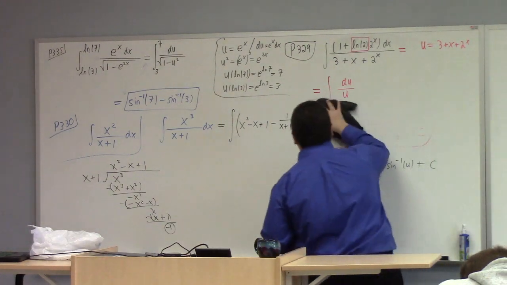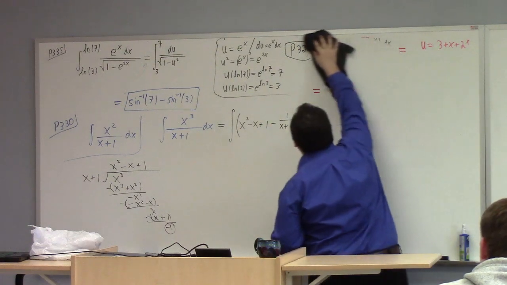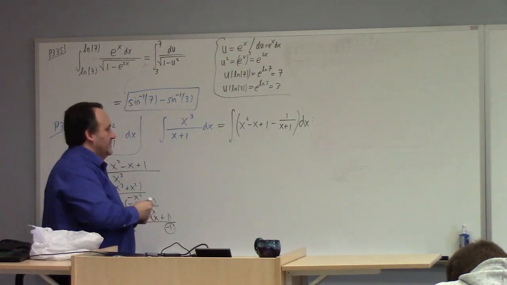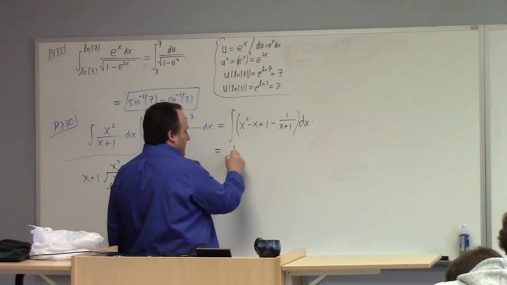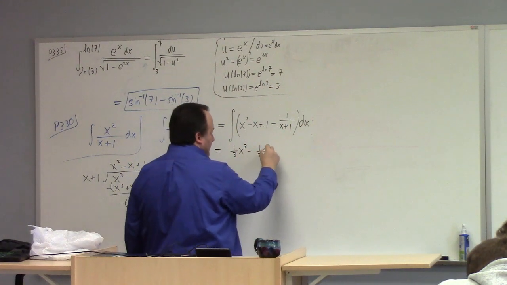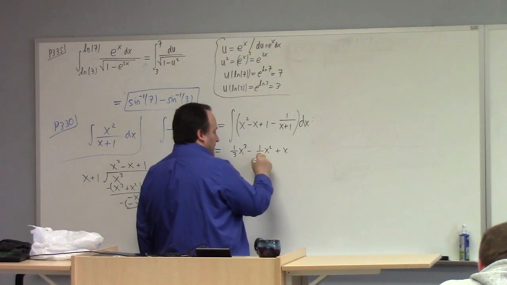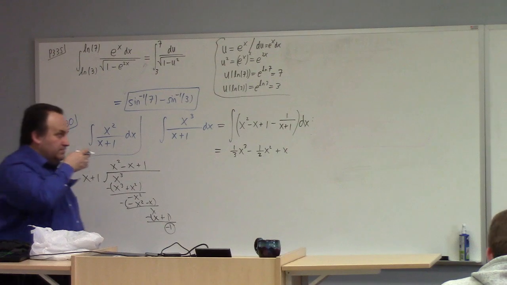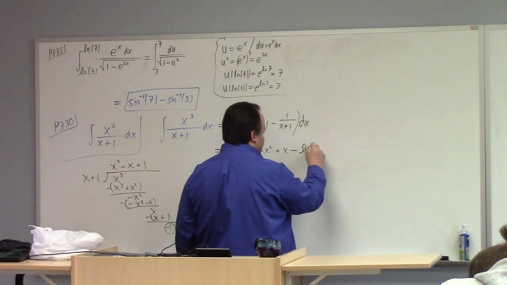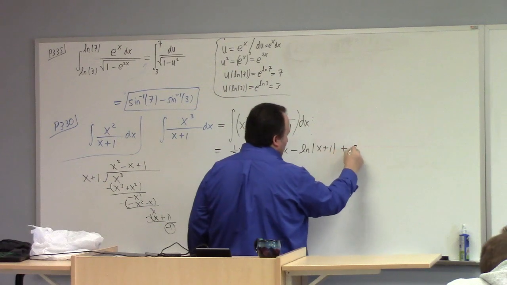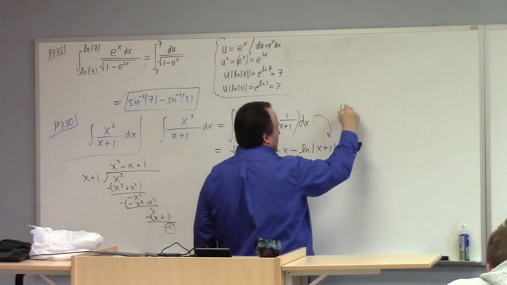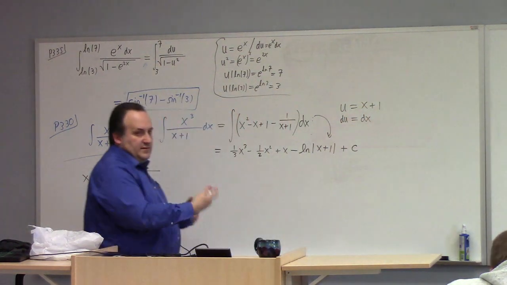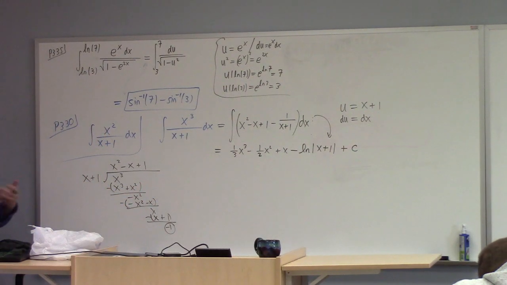And once you've got that, then we can integrate. No problem, right? I'll finish it here. So this is 1/3 x cubed minus 1/2 x squared plus x. And when we integrate 1 over x plus 1, what's that give us? That's right. So we get minus the natural log, the absolute value of x plus 1. Now, admittedly, I'm making a u equals x plus 1 substitution. So du is equal to dx. So we didn't have any kind of extra factors there, you know.